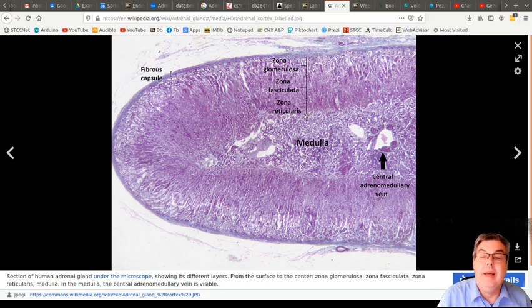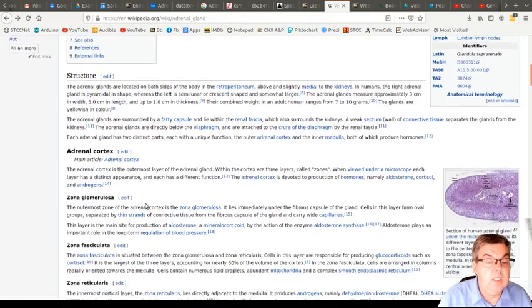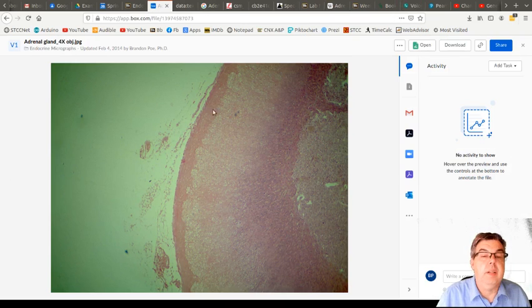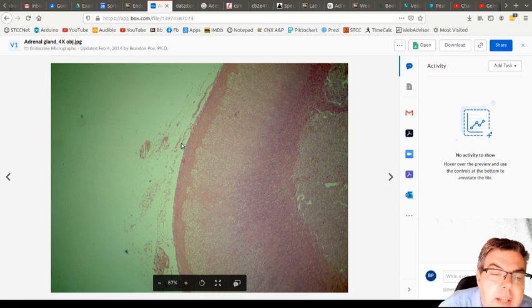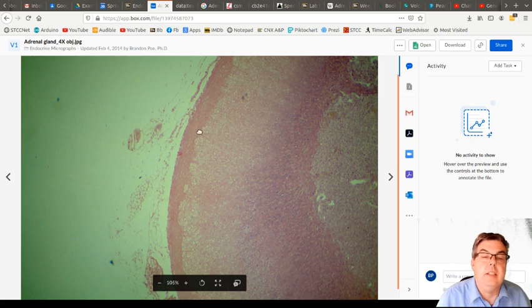So here's the medulla in the middle. Then there's the zona reticularis, zona fasciculata, and the zona glomerulosa. So I just need to look at this to remind myself of the names. So the zona glomerulosa is the, where'd my picture go? There we go. Is the outer part. So that fibrous capsule is probably just this little outer edge here. And then this is the glomerulosa.